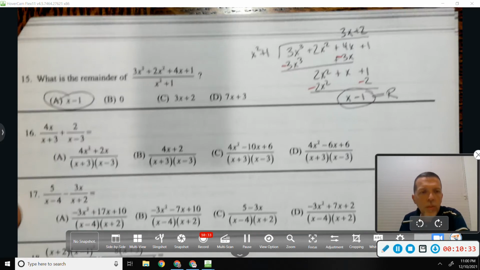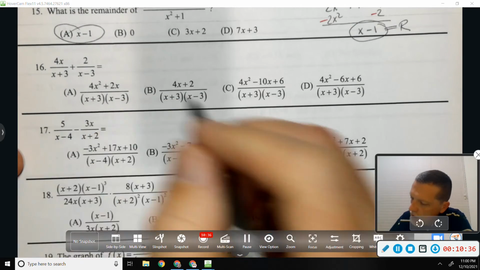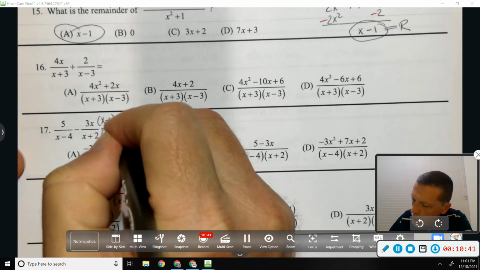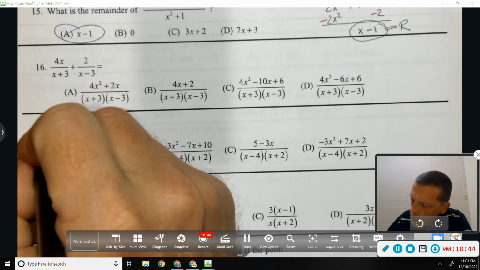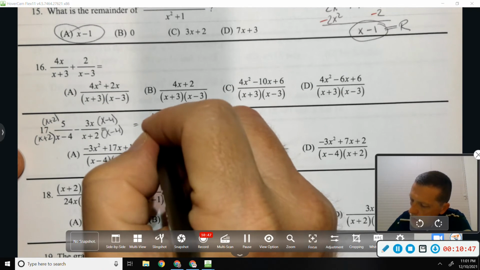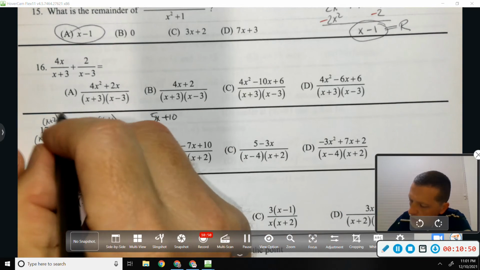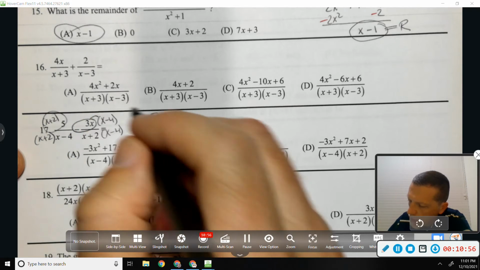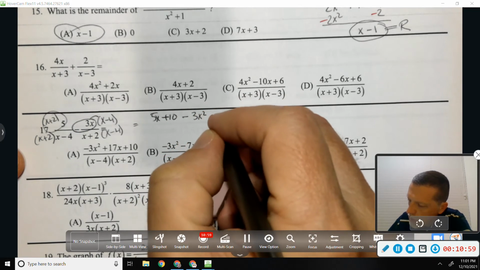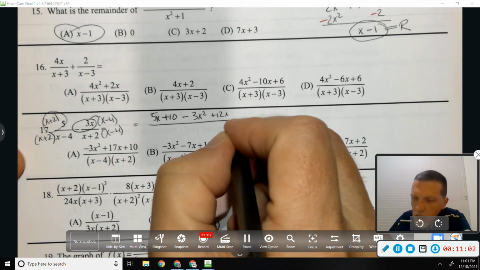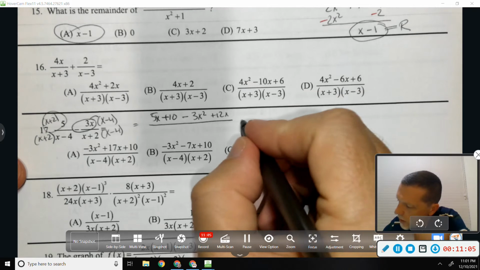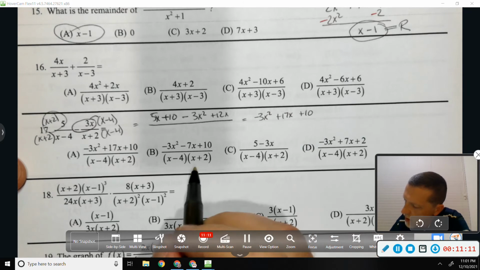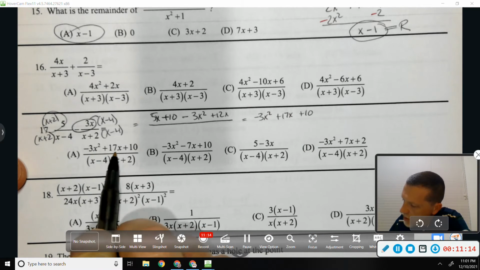16 and 17 are pretty similar, so I don't mind only doing 17. We need a common denominator in order to add fractions. So this one needs an x minus 4, top and bottom. This one needs an x plus 2, top and bottom. So 5x plus 10, that's the first one, minus, now be careful, let's distribute the minus 3x to everybody. So minus 3x squared plus 12x. That's my numerator. So negative 3x squared plus 17x plus 10.